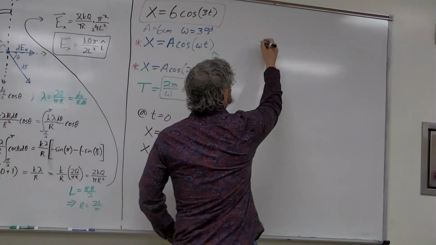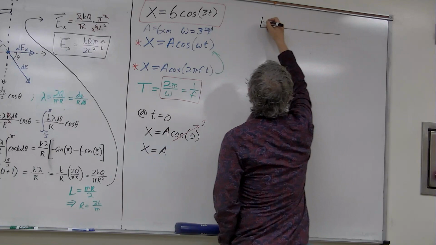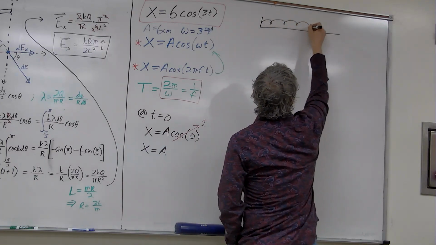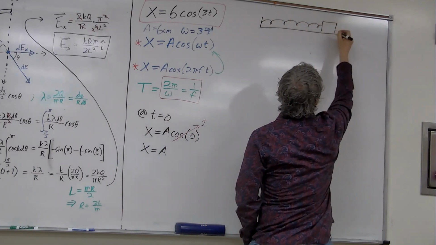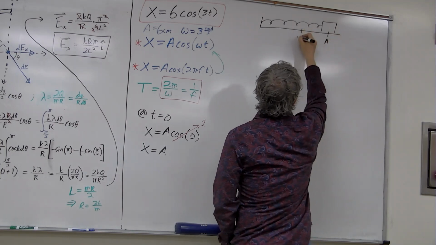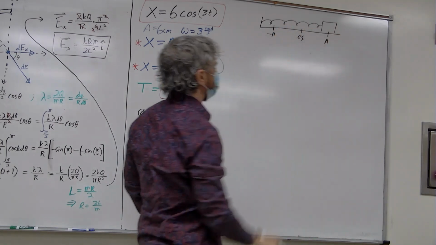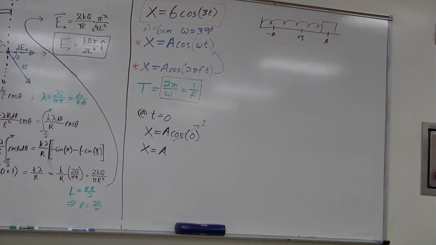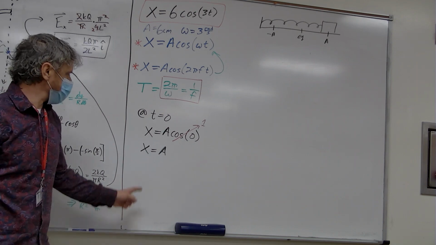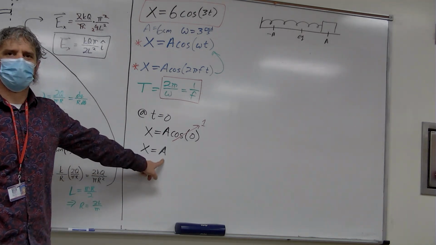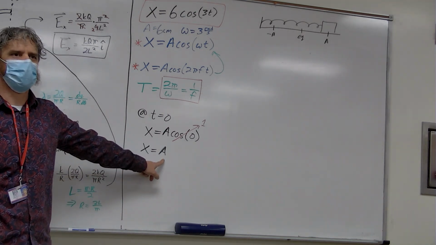So if I was to draw a picture, got a mass attached to a spring. We know that at this point, it's at the maximum positive amplitude. If this is equilibrium, then this would be negative amplitude. We know that the spring is at that location in its oscillation at this time. Can x be any larger than the amplitude ever? No. Why?